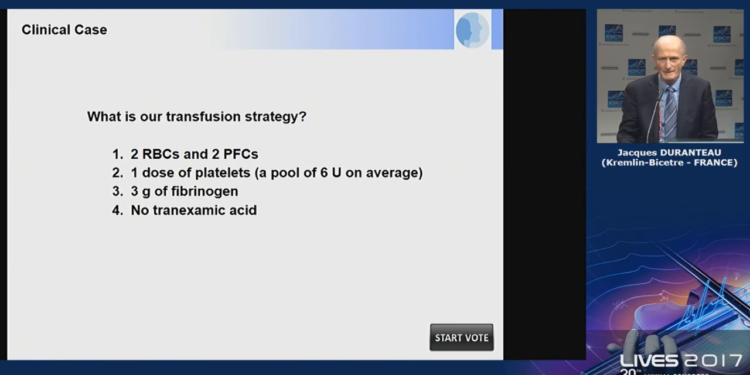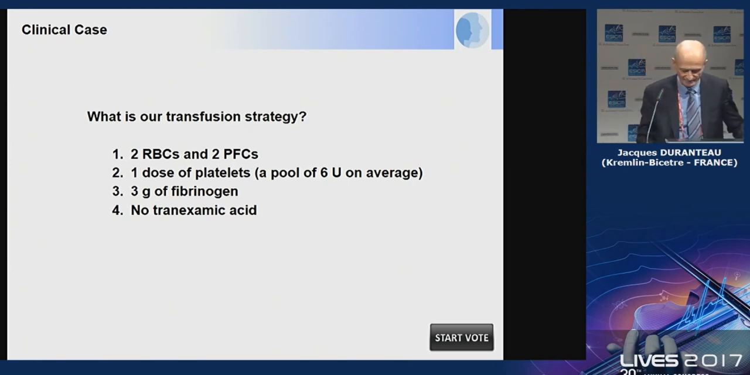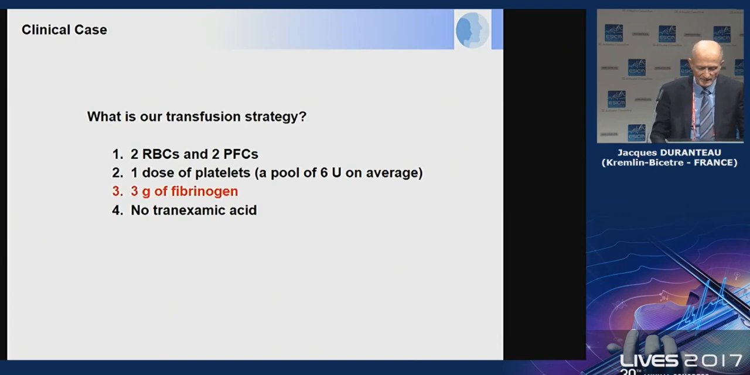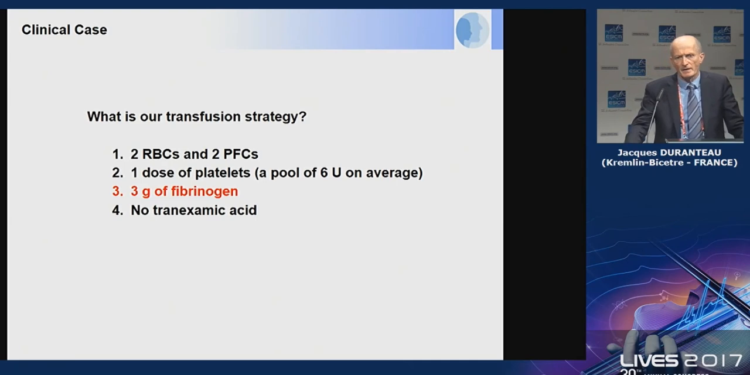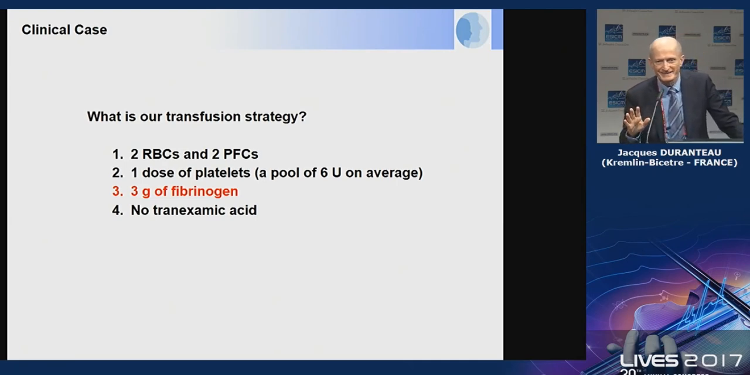Okay, so most people want to give fibrinogen and a minority wants to give some blood. So the right response is fibrinogen. We have to give blood, but as there is only one response, we have to give blood, but we are sure that we have to face a hemorrhagic shock.